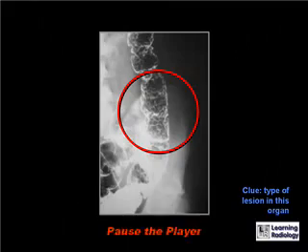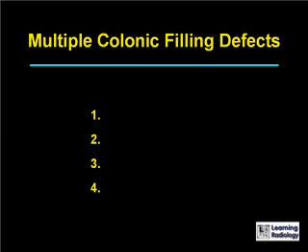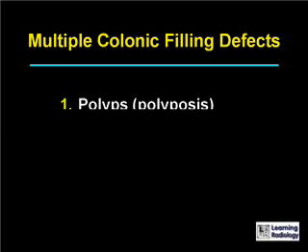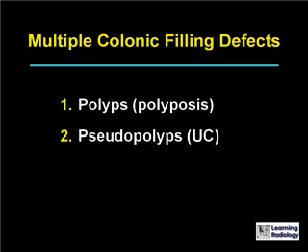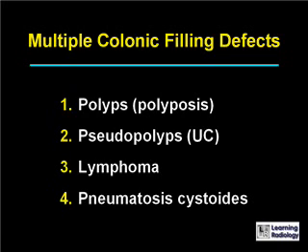This is your next differential diagnosis. The differential is for multiple colonic filling defects. There are 4 causes listed. 4 of the causes of multiple colonic filling defects include multiple polyps, such as in apolyposis syndrome, pseudopolyps in ulcerative colitis, lymphoma, or pneumatosis cystoides.